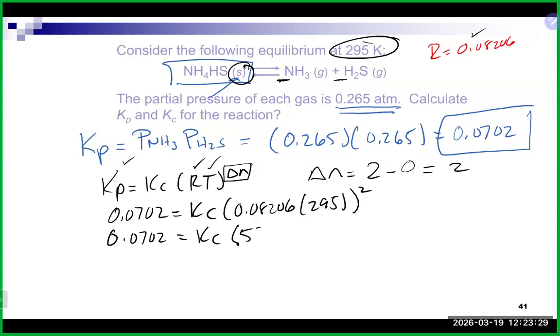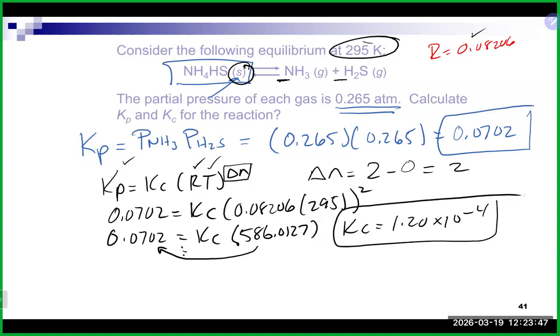That's going to get us 0.0702 equals Kc times 586.0127. We're going to divide that to the other side, and that will give us our Kc value of about 1.20 times 10 to the minus 4 in this case. Any questions on those calculations?